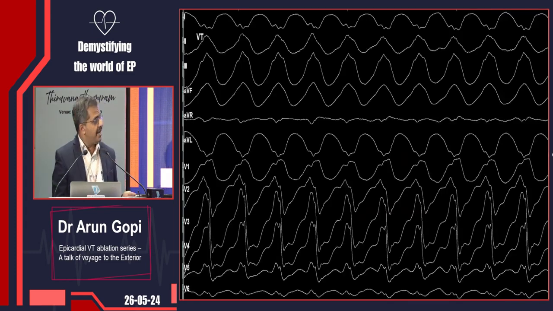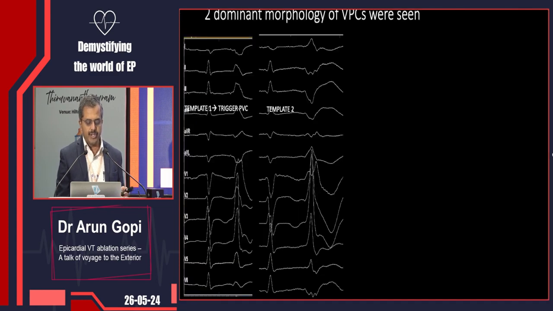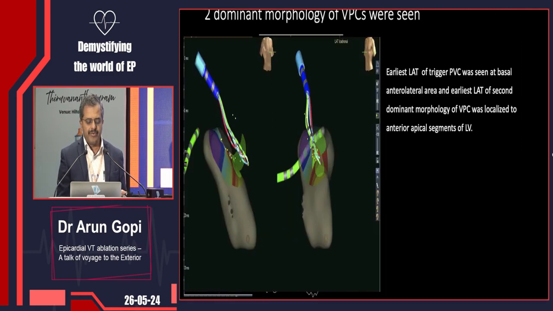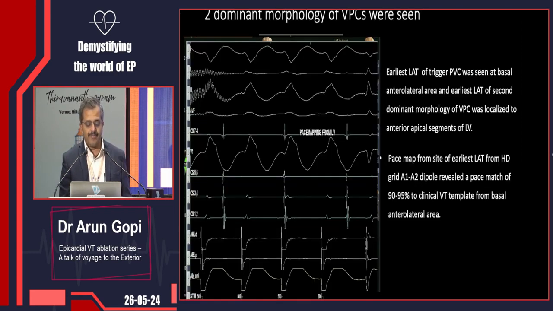And this was a clinical VT, again with a pseudo delta and Q in lead 1, again making us think in terms of an epicardial VT. I'll just take this one more minute, actually. Most of the VTs had a trigger PVC to begin with. So we first go behind this trigger PVC. The first one is a trigger PVC, and there are multifocal other PVCs as well. We find that the earliest activation of the trigger PVC is on the anterolateral wall. So we first map the trigger PVC and do a pace map at this site.